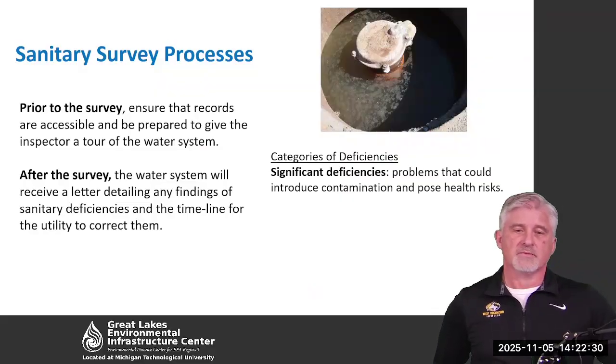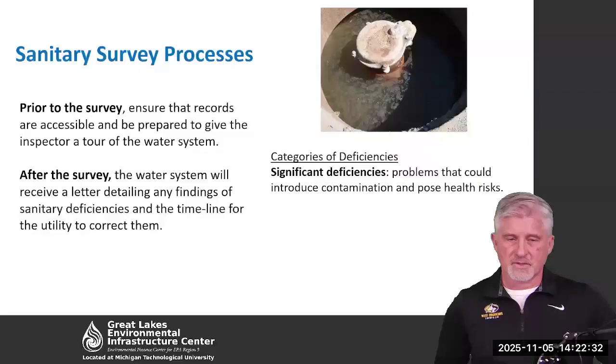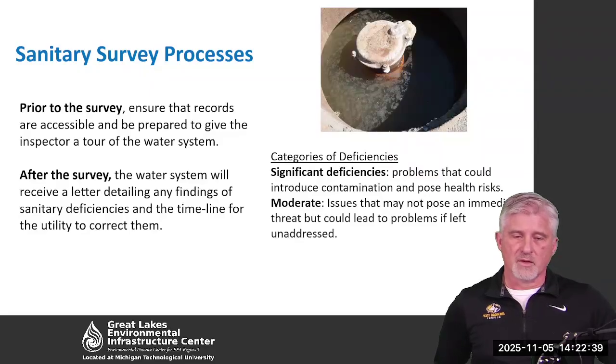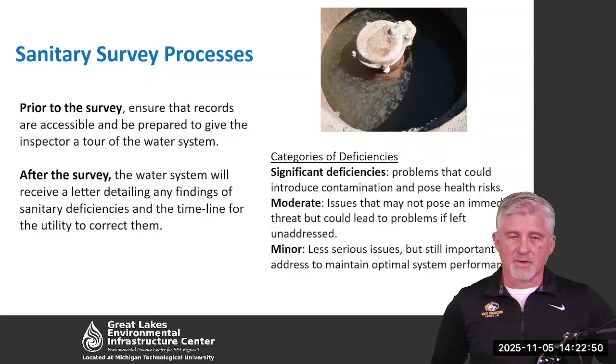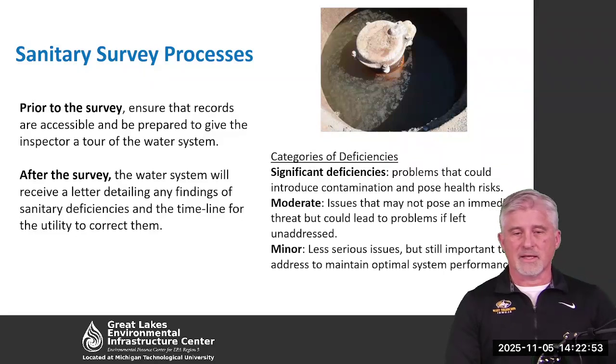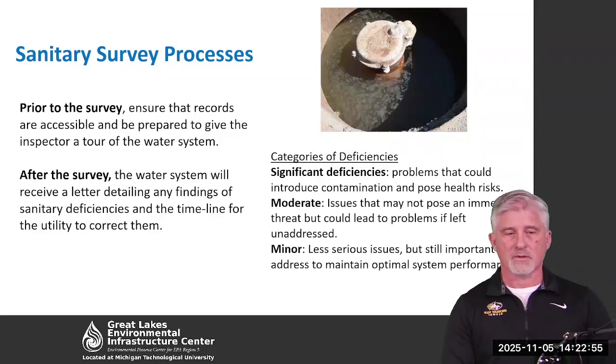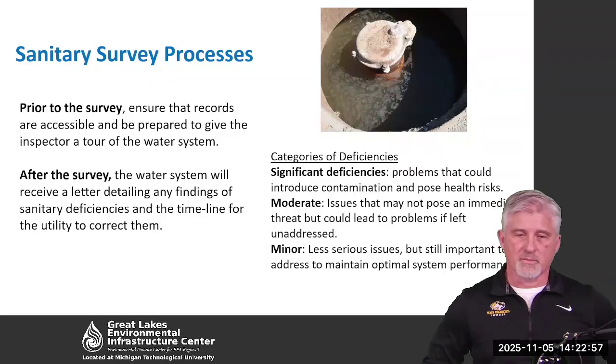There are 3 different types of deficiencies. Significant deficiencies are the most important ones, the ones that could cause public health issues. There are the moderate deficiencies. Those are usually not as serious, but if they're let go, they could cause problems. And then there's minor, which are the less serious ones. They're still important to address, but it's usually more about ideas on how to better operate the plant.